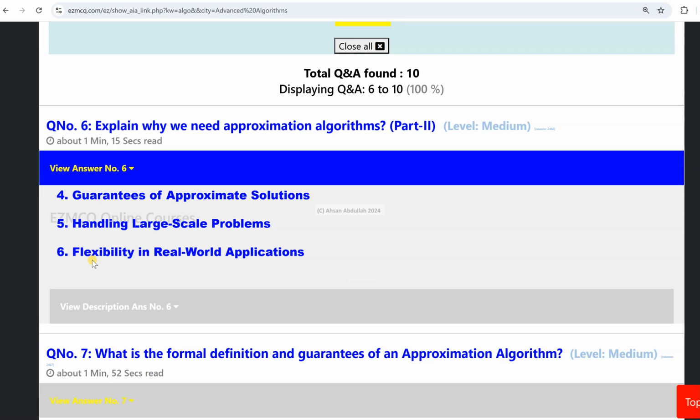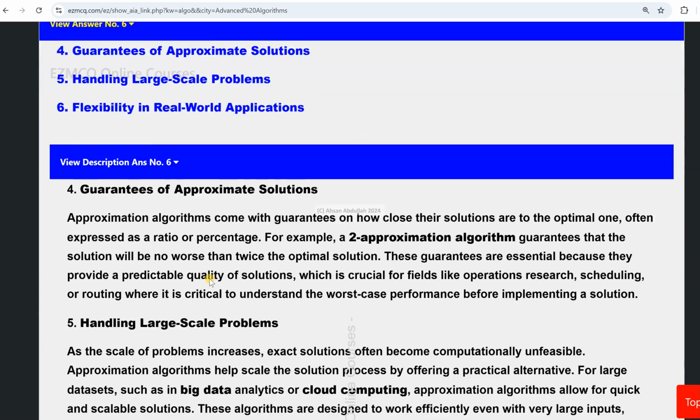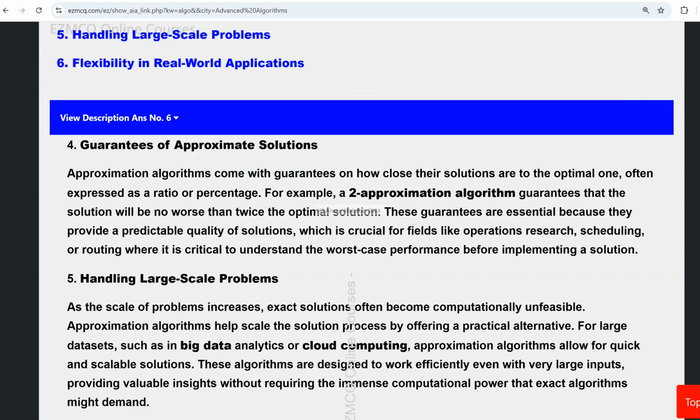It also provides us flexibility. Flexibility means that we are not constrained by the exact solution. So for example, we have a two approximation algorithm. What does it do? It guarantees that the solution will be no worse than twice the optimal solution. Now these guarantees have solid proofs, and they are essential because they provide a predictable quality of the solutions. Remember that for a heuristic, there is no bound, there is no guarantee about the predictable quality of the solutions, which is not the case over here.